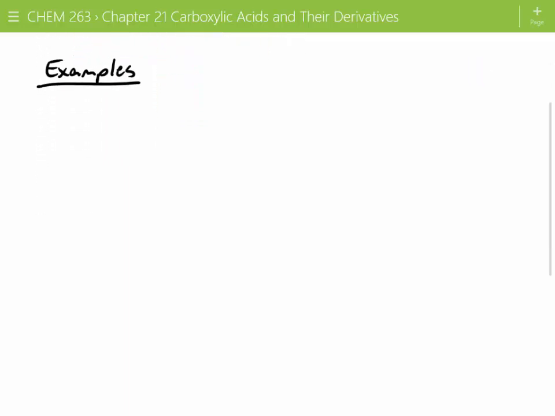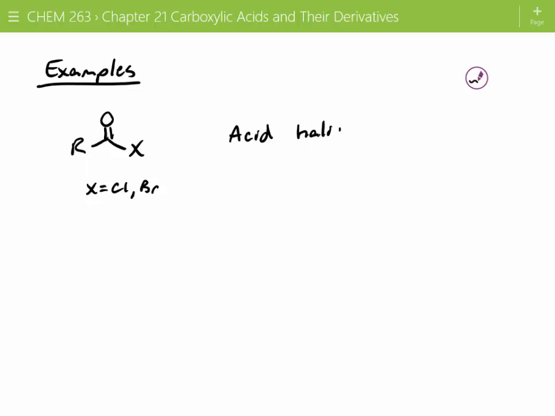So the first example is where you have a halogen on there. So X equals chlorine or bromine. What are these called? Acyl. Yeah, or acid halide. So this is a carboxylic acid derivative.